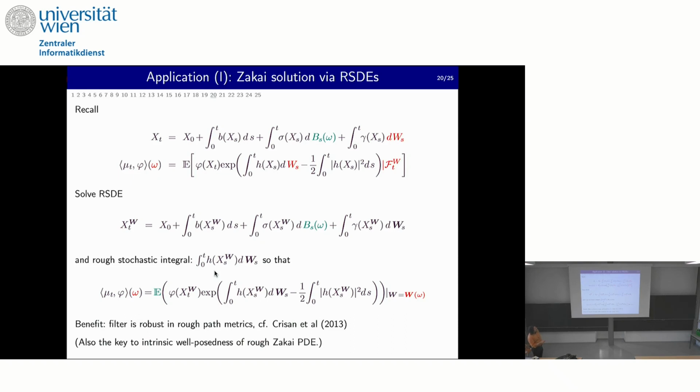Then you can do this here. There's no conditional expectation whatsoever. All you have to do, at the end of the day, is you randomize: black W is now a rough path, and then you randomize it, make it a random rough path, the one associated to this Brownian motion W. What's the benefit? That this thing here is immediately robust in rough path metrics, which was the main result of an old paper of mine with Gassiat and others. But this derivation is much preferable, I think, and also the assumptions on the coefficients are significantly dropped.